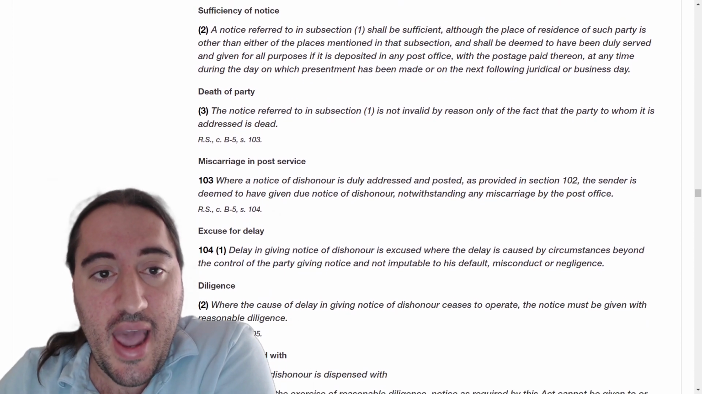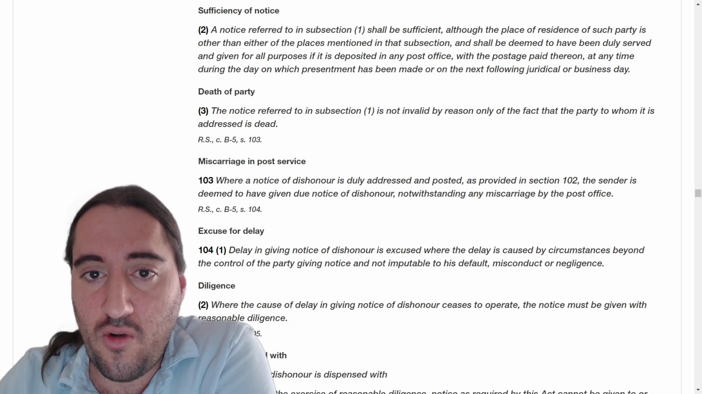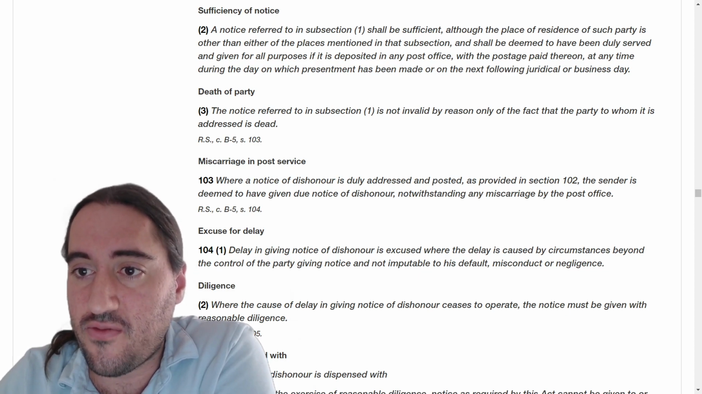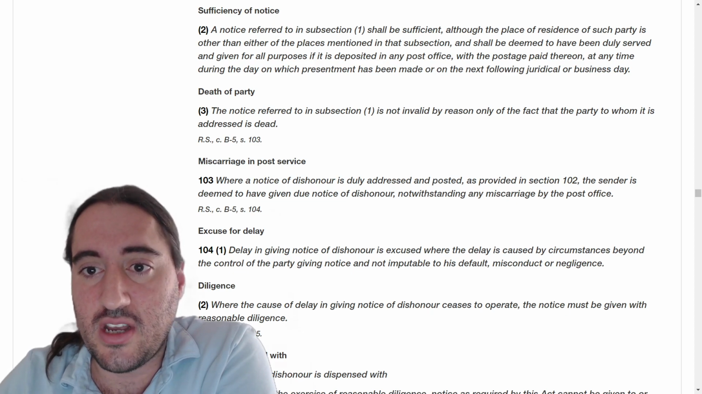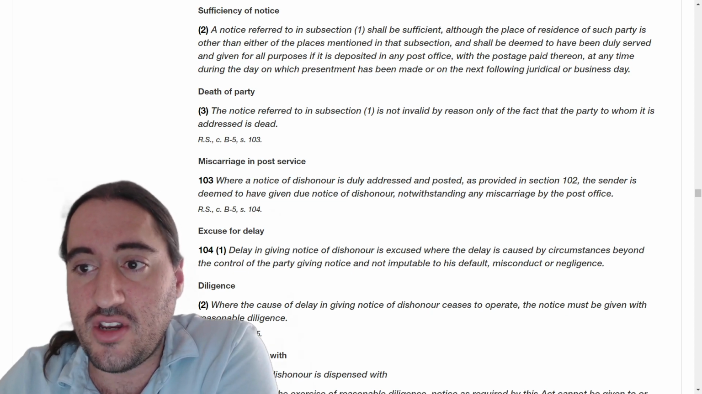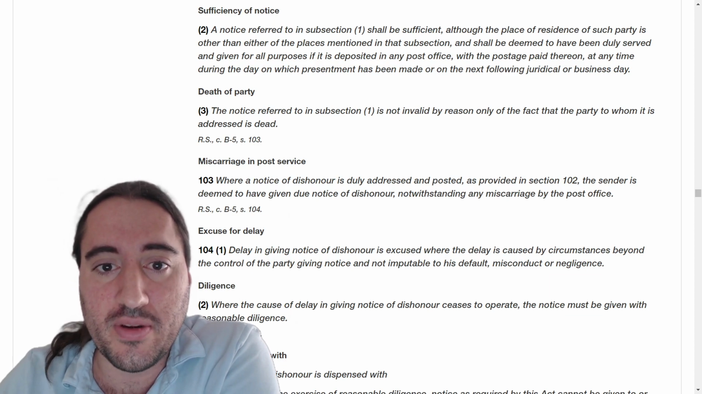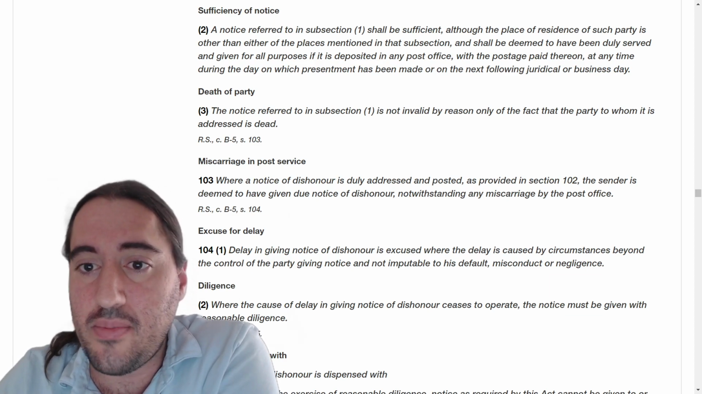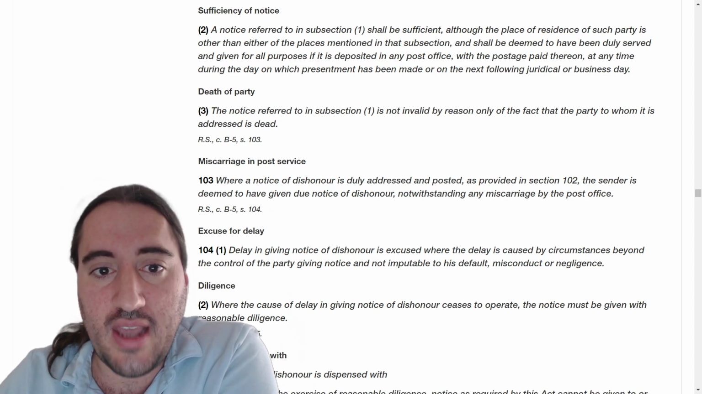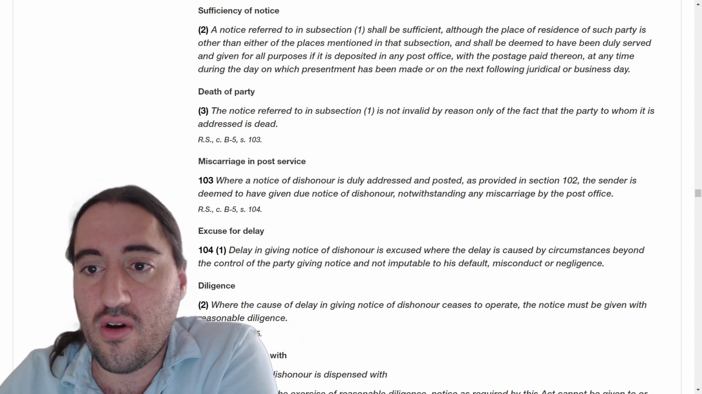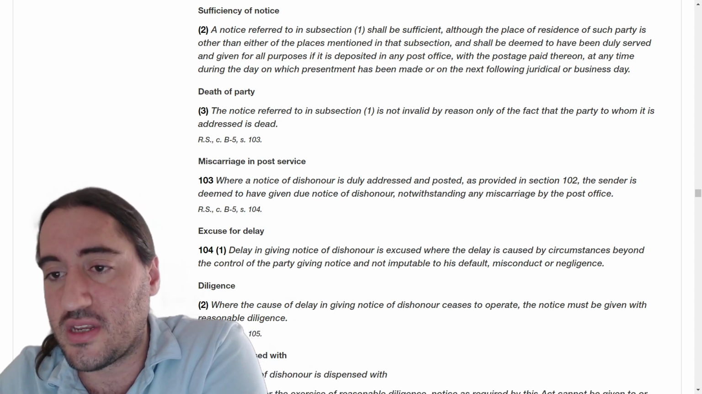Sufficiency of notice. A notice referred to in subsection 1 shall be sufficient, although the place of residence of such party is other than either of the places mentioned in that subsection, and shall be deemed to have been duly served and given for all purposes if it is deposited in any post office with the postage paid thereon at any time during the day on which presentment has been made or on the next following juridical or business day.